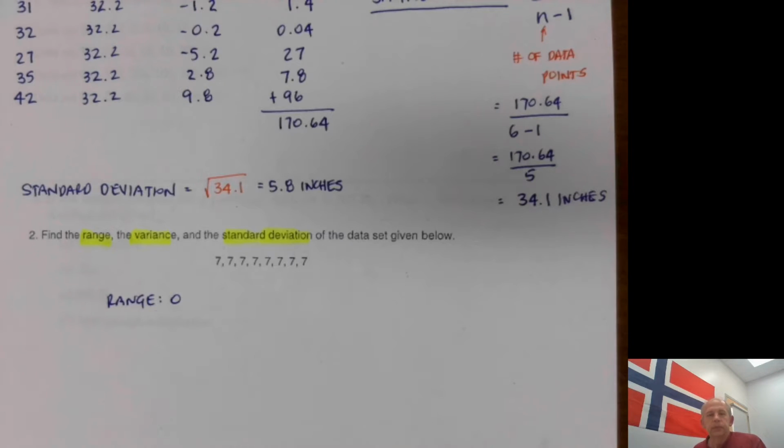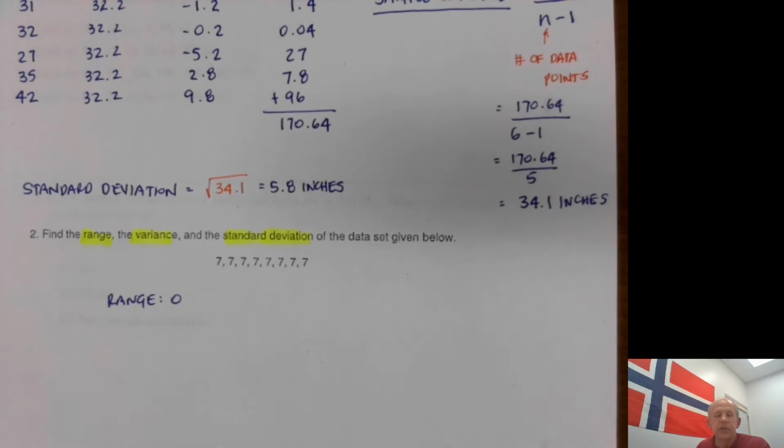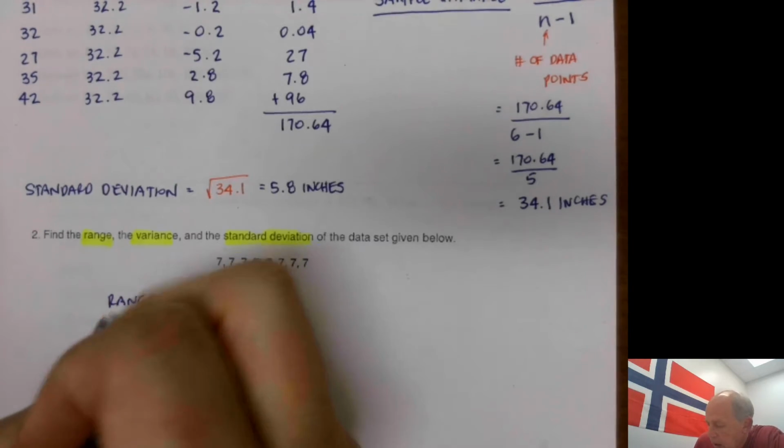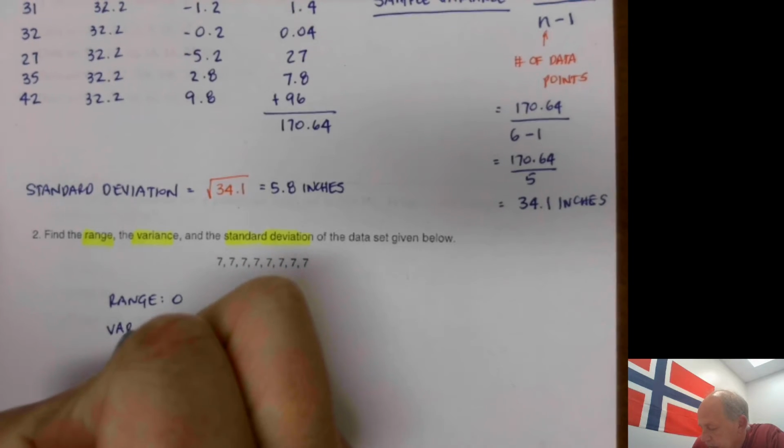Is 0. We interviewed these 8 smokers, and they all smoked 7 cigarettes. The maximum number of cigarettes that they smoke per day is 7. The minimum number of cigarettes they smoke per day is also 7. Max minus min, 7 minus 7 is 0.